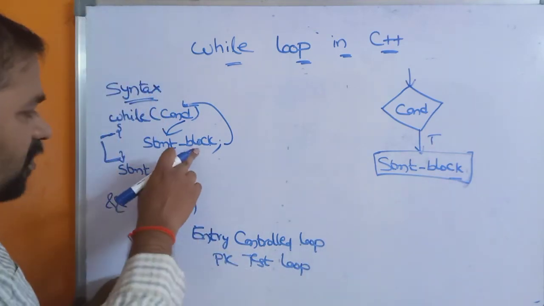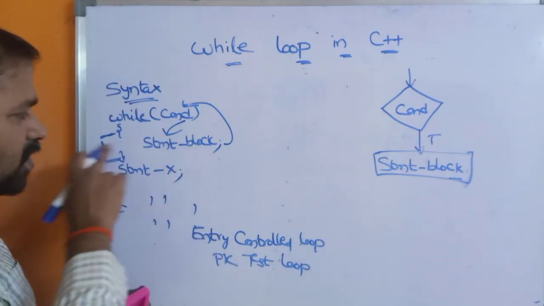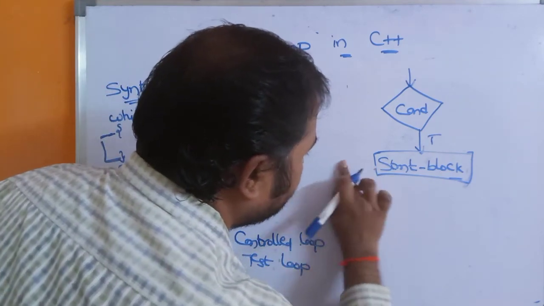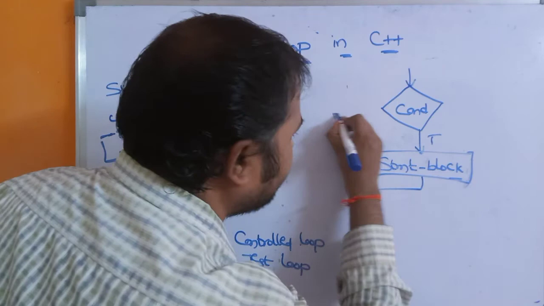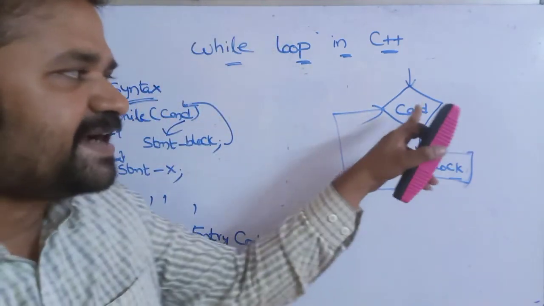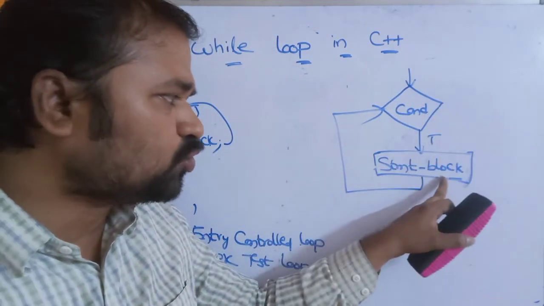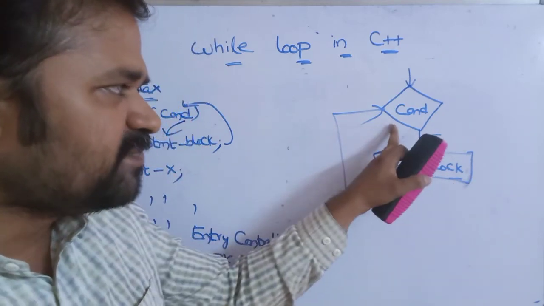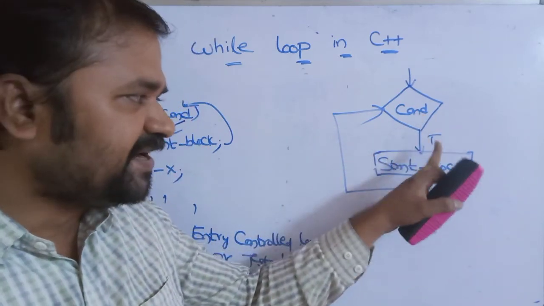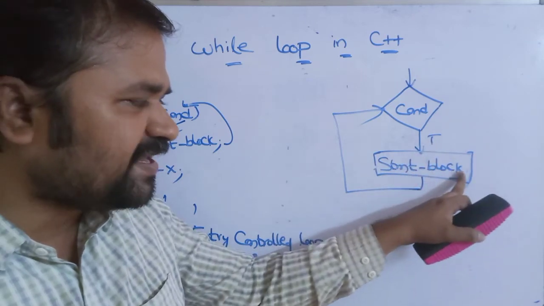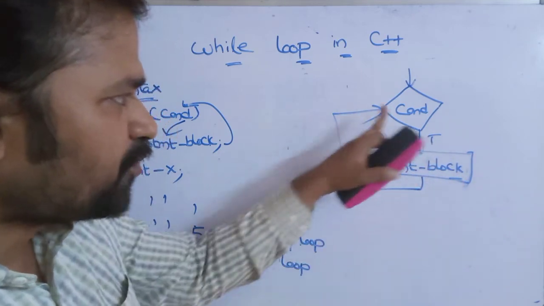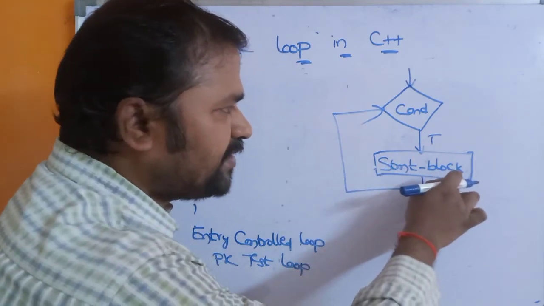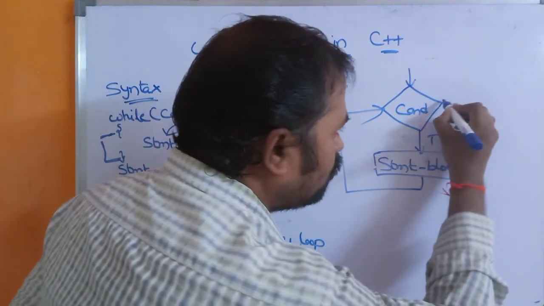And what will happen after executing the statement block? Once again control will be transferred to the condition, so the condition will be evaluated again. If it is true, the statement block will get executed, and once again control will be transferred to the condition. Likewise, the body will get executed as long as the condition is true.